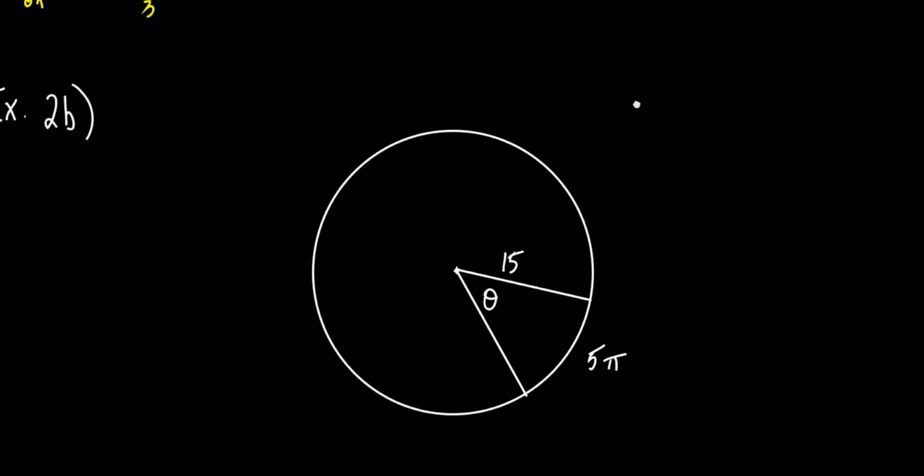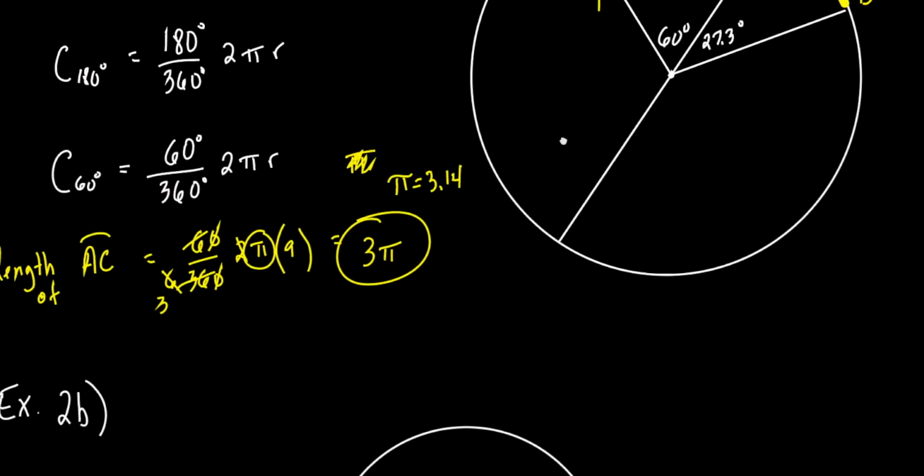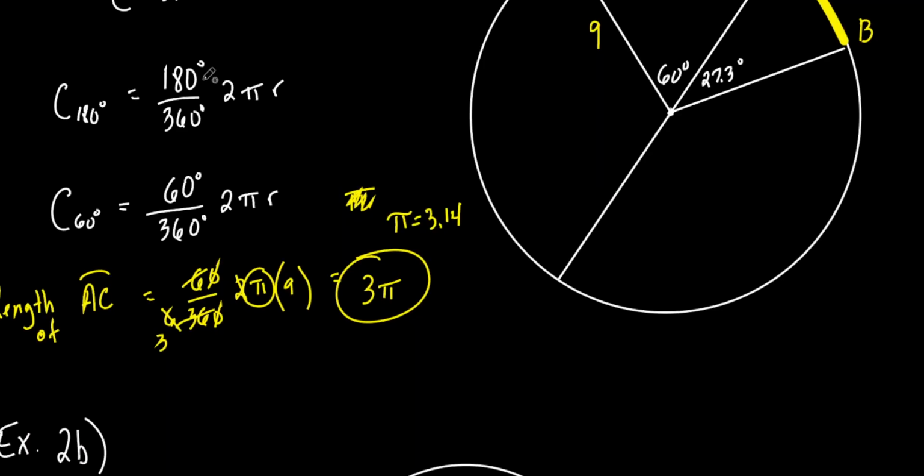I was debating a second ago. You heard me pause a little bit on whether I should tell you this, but I am going to. Do you see how it's always 180 over 360, 60 over 360? The other one was what? 27.3 over 360. So these are all angles, right?